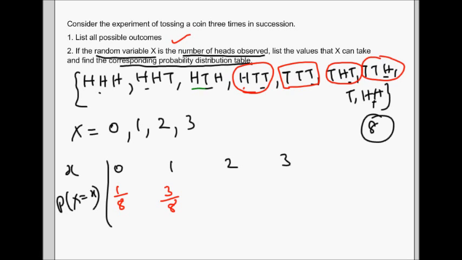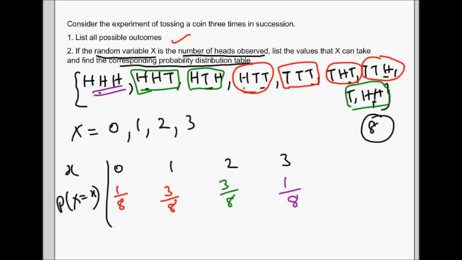Okay, how many cases do you have with 2 heads? You have 2 heads here, 2 heads here, and THH, 2 heads here, right? So there are again 3 over 8. And in which cases do you have 3 heads? There is only one case, which is 1 over 8.